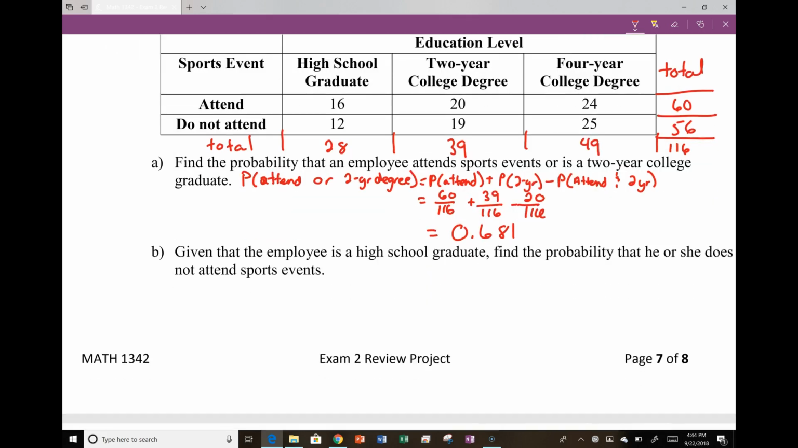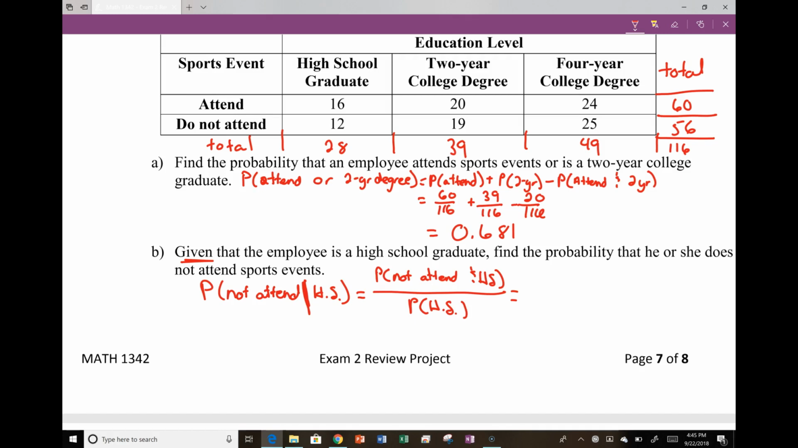Given that the employee is a high school graduate, so the probability we're going to have given high school, find the probability that he or she does not attend. So not attend. Since this is a given, we're going to have the probability of not attend and high school graduate divided by the probability of a high school graduate.